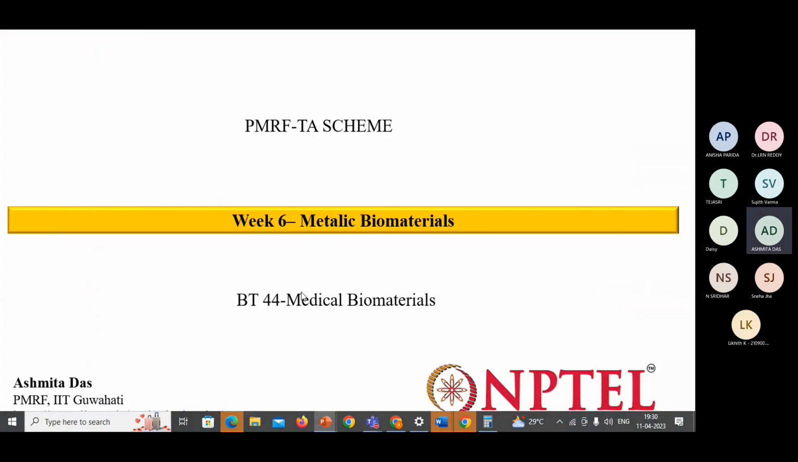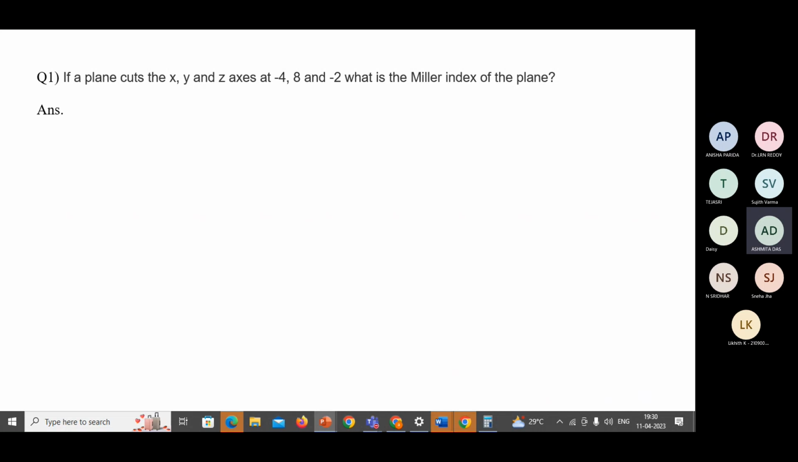So here comes the first question. If a plane cuts the x, y, and z axis at 4, 8, and -2, what is the Miller indices of the plane? Anyone able to solve the question?